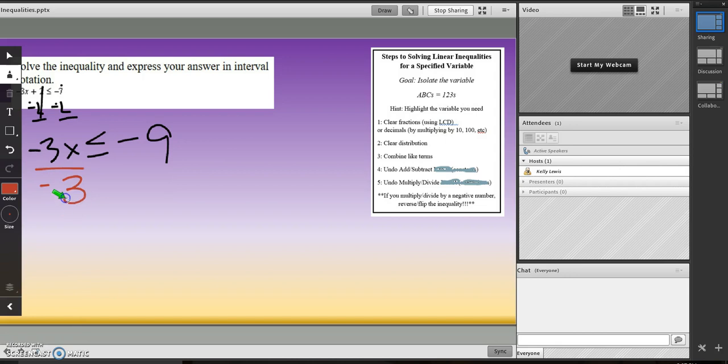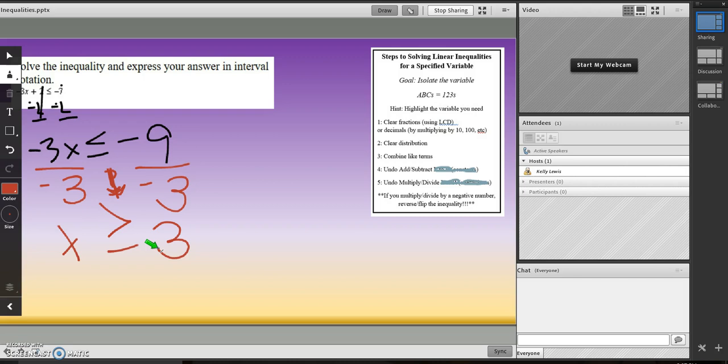Okay, then we're going to divide by -3. And when we divide by this -3, we're going to flip it. Flip it real good. And we get +3. -9 divided by -3 is a +3. All right. This is our answer.